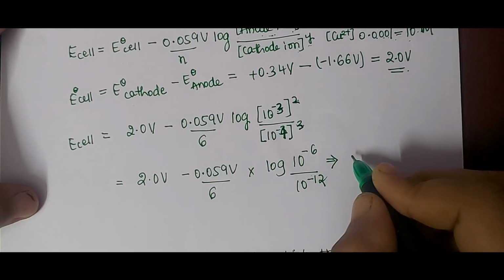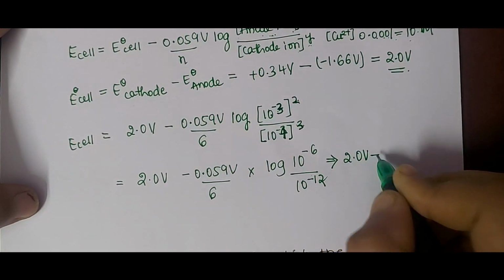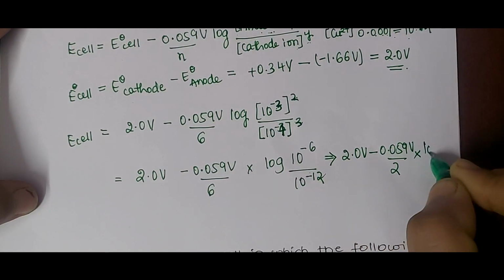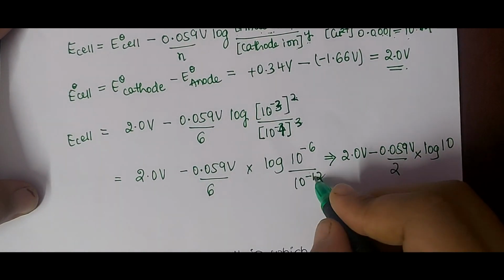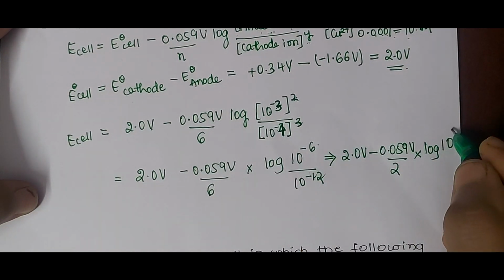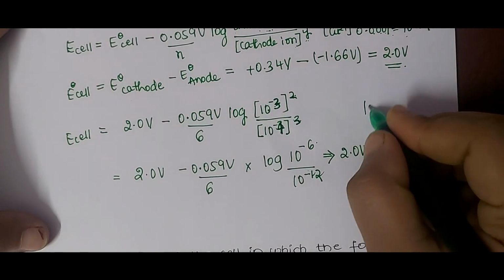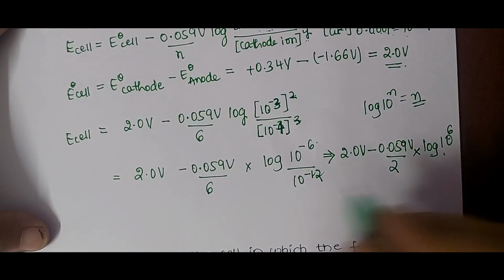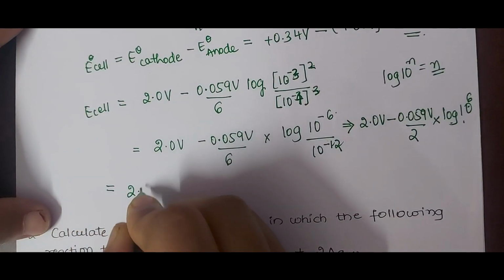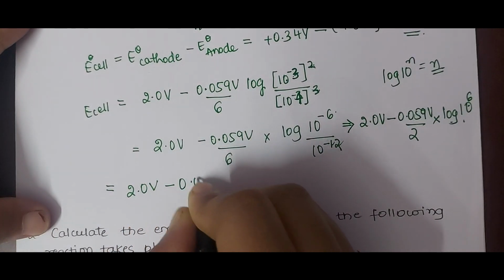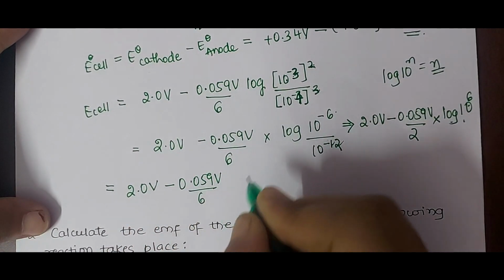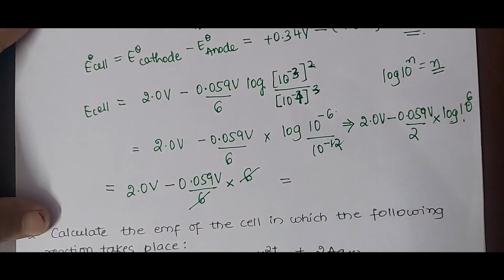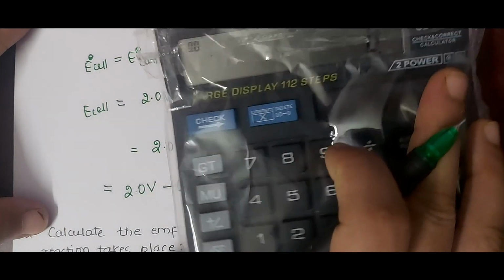So we can further simplify it as 2.0 volt minus 0.059 volt divided by 2 into log of 10 to the power minus 12 goes up, plus 12, plus 12 minus 6 is plus 6. And you should know that log 10 to the power n is equal to n. So log 10 to the power 6 becomes equal to 6. Hence we can calculate it as 2 volt minus 0.059 volt divided by 6 into 6. So here 6 gets cancelled. So 2.